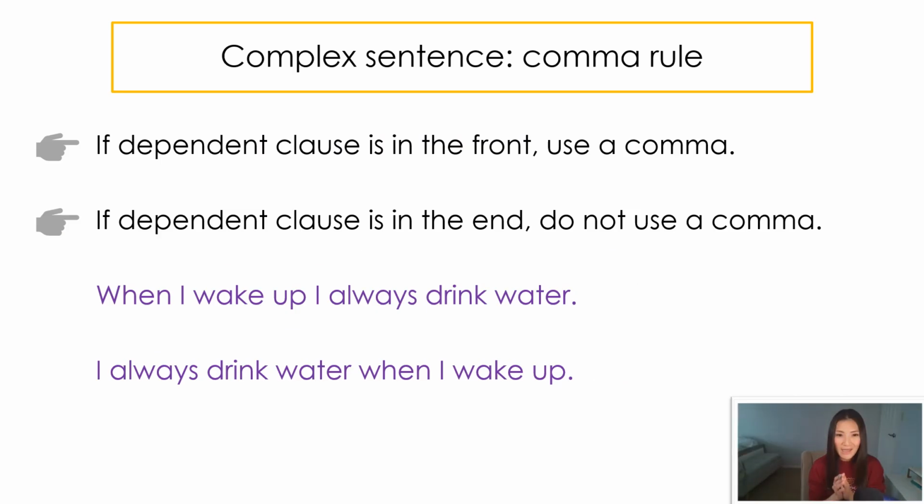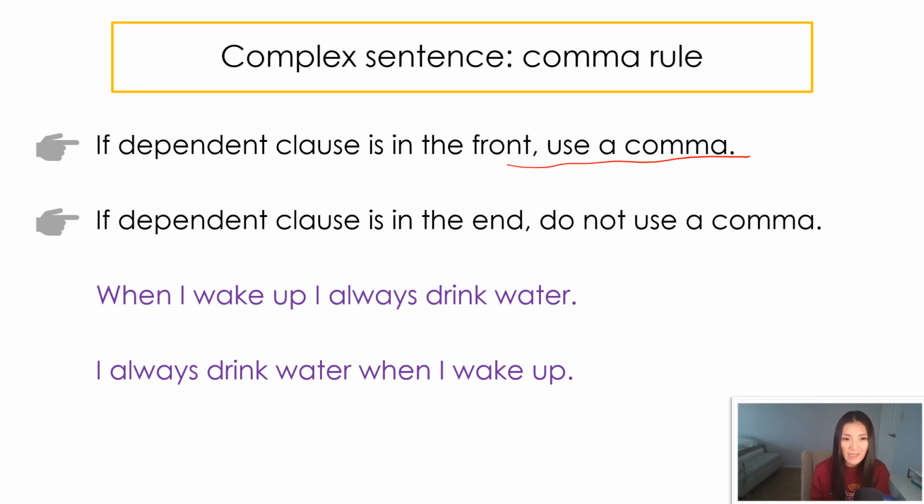Now, I just said that it doesn't matter if the dependent or independent clause comes first in the sentence, but there are different rules for each situation. So the rule is, if the dependent clause is in the front of the sentence, you must use a comma. Or, if the dependent clause is at the end of the sentence, you should not use a comma. All right, let me give you an example.